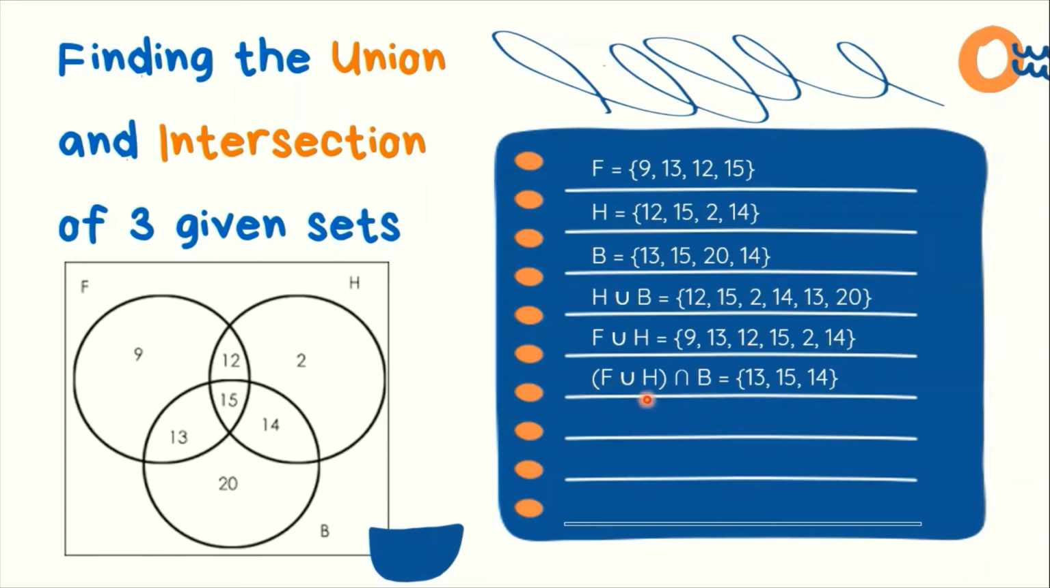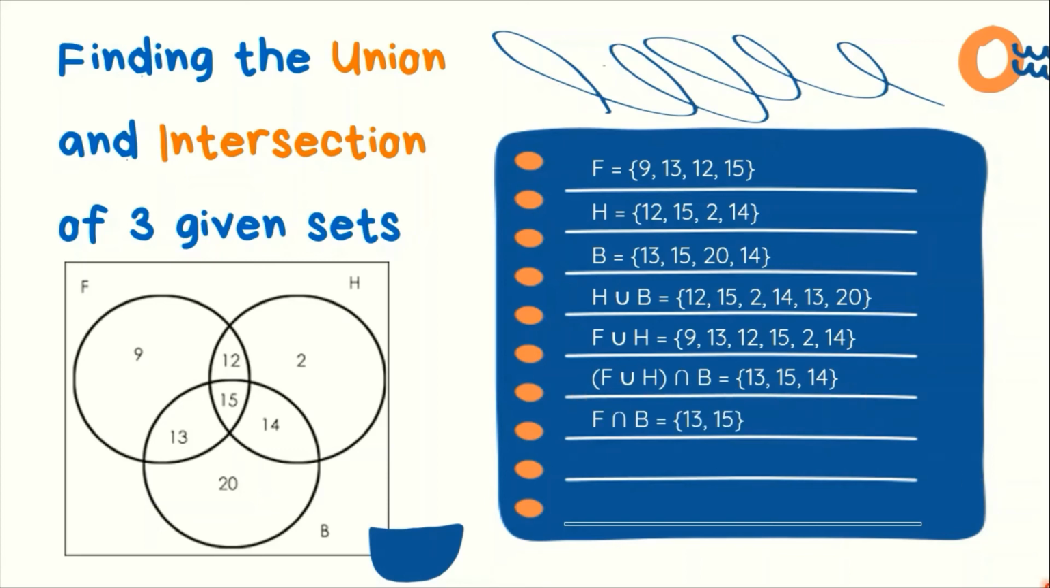Punta tayo sa medyo complicated na set operation. Ang sabi dito ay intersect ng union of F and H at ni B. So, since kanina meron na tayong union ni F and H, which is ito, kukunin natin yung common elements ng F union H kay B kasi yung intersect niya. So, since ito si B at ito naman si F union H, kukunin natin yung common elements niya, which are 13, 15, and 14. Meron siyang 13, 15, and 14. Dito naman kay F union H ay meron ding 13, 15, at 14.